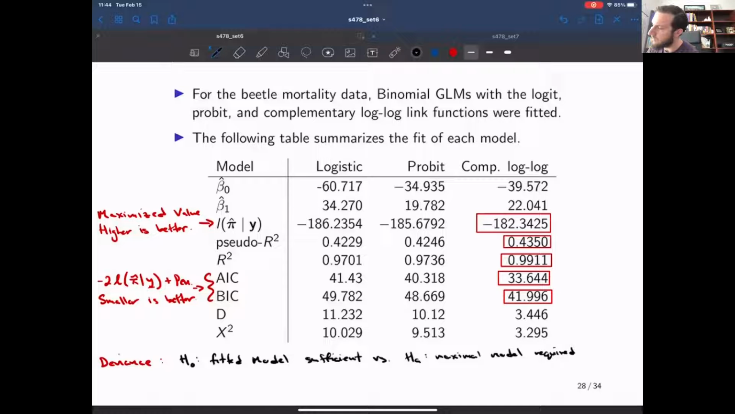So if we look at the deviance here, we could say smaller deviance gives less evidence to suggest HA. Right.